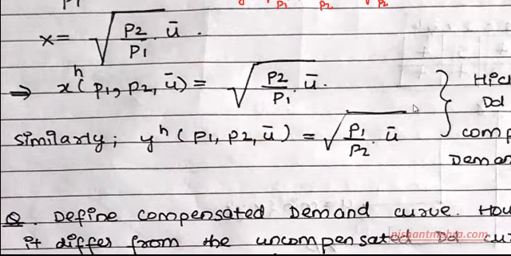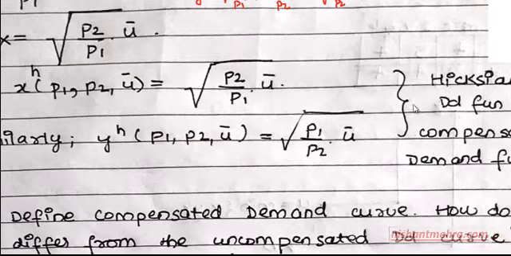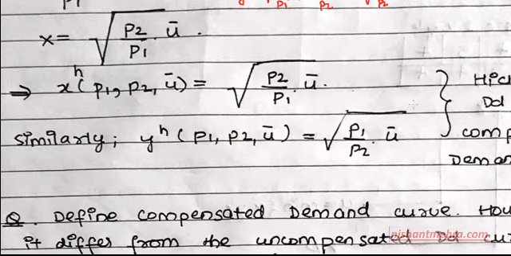So what is it that I have written out here? Nothing but your Hicksian demand functions, or compensated demand functions. I've already told you that these x^h and y^h curves are called the compensated demand functions, and they are also called Hicksian demand functions.